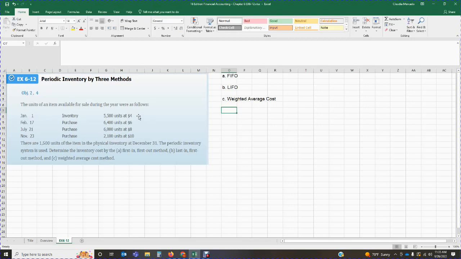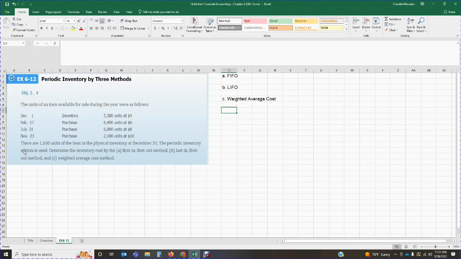As you can see, as time passes, the price of the inventory that we are buying is increasing. That tends to happen because prices seem to increase with the passing of time. There's inflation and all of this other good stuff.